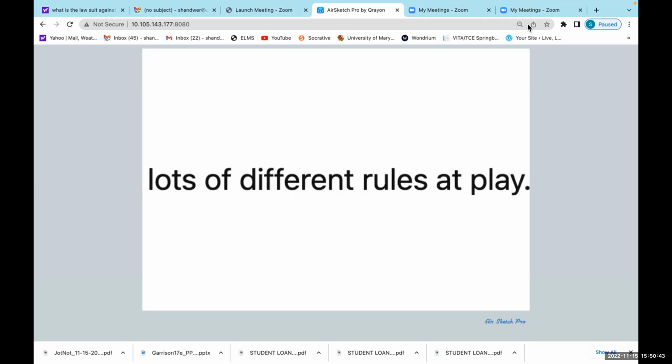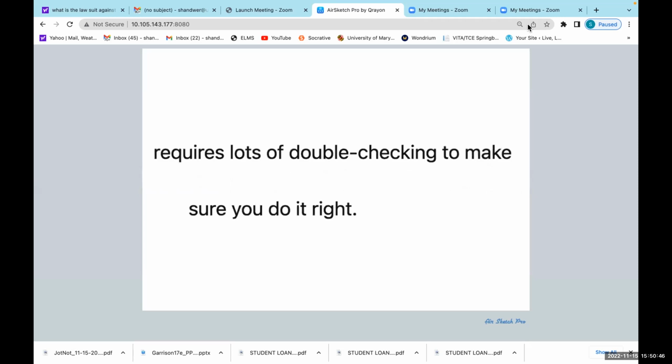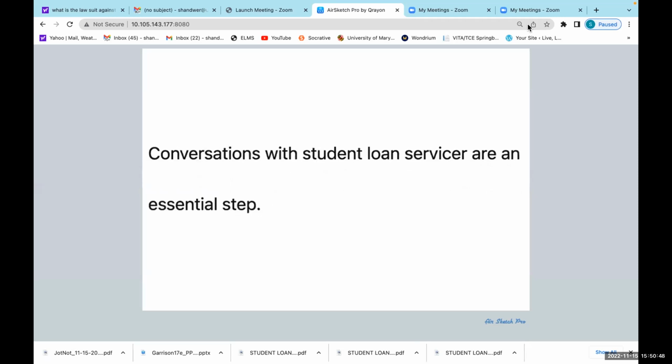Okay, lots of different rules. Double checking, make sure you do it right. Now, some words of advice from experience.